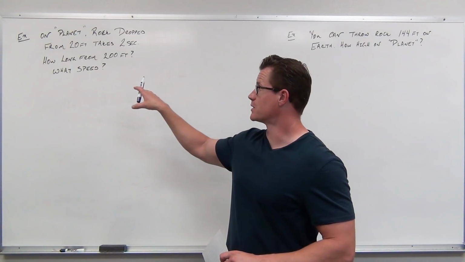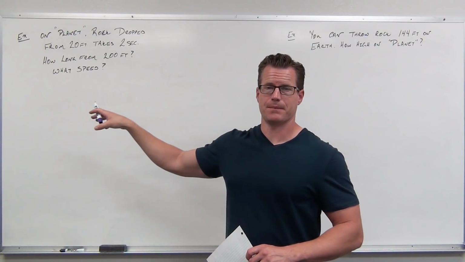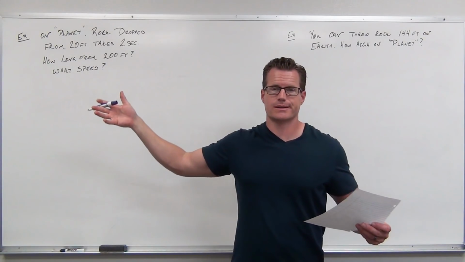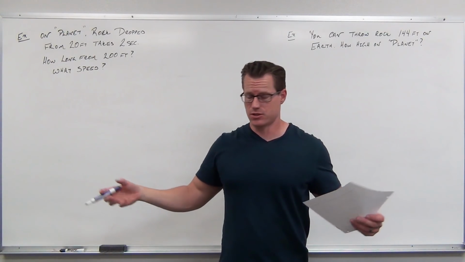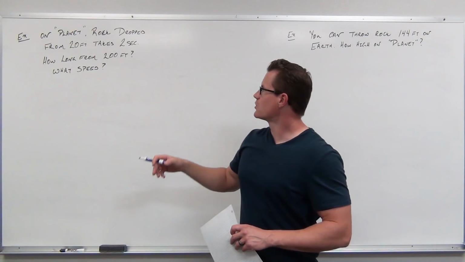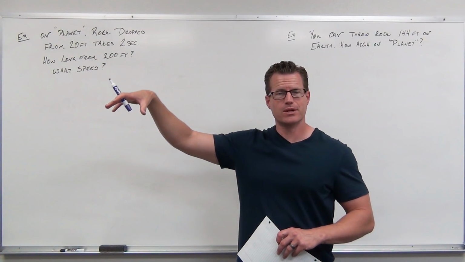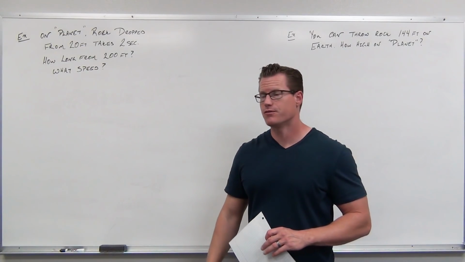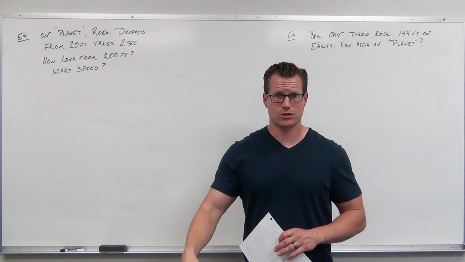So let's go on this one. We're on a certain planet, and we're going to use this for both of these examples here. And we drop a rock, because that's obviously what you do on strange planets. You just drop rocks. And so we're dropping a rock from 20 feet, and we know that it takes 2 seconds to hit the ground. How long would it take from 200 feet, and what speed would it be going when it hits the ground?